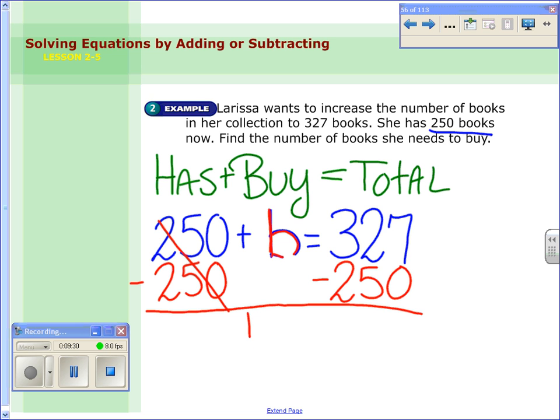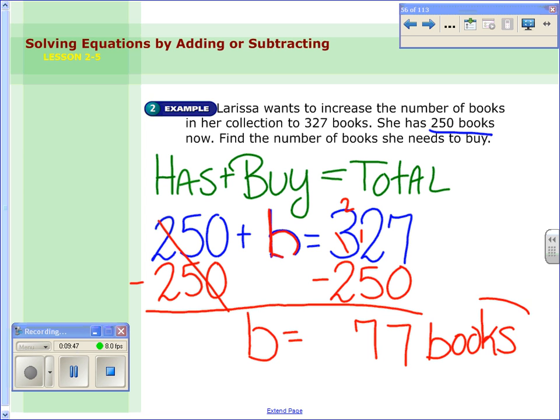Well, I'm left with that plus b is equal to, well, 327 minus 250. And I'm left with 77. B is 77 books. And yes, you should have a label on these ones because it is a word problem.